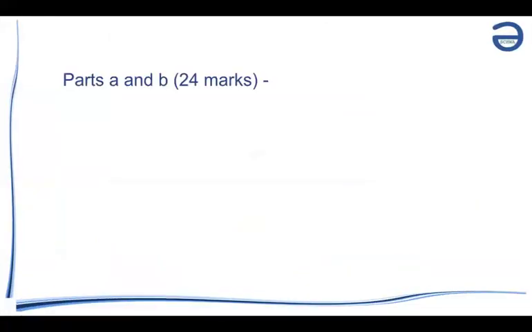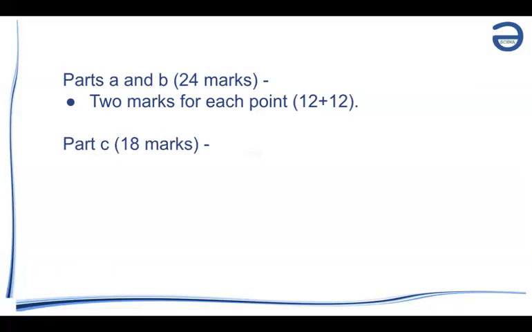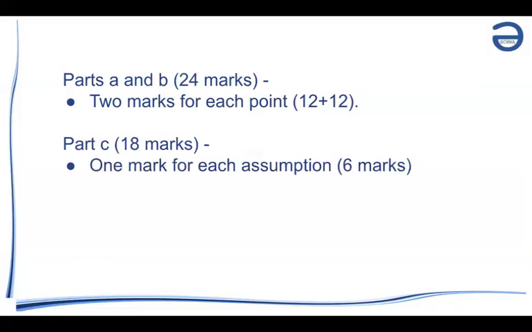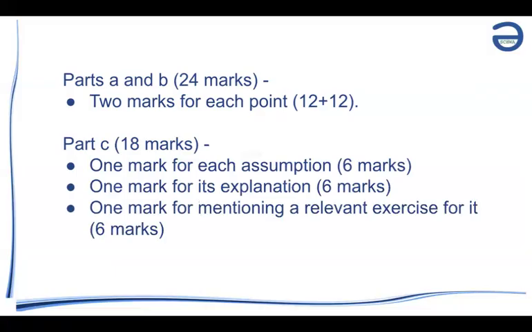Then let's take a look at the marks breakup. So parts A and B have 24 marks. Each one you can make up to 6 points. That will give you a total of 12 marks maximum in part A and in part B as well. That's 24. Then part C has 18 marks, one for assumption, one for explanation, and one for each exercise. So if you make a total of 6 assumptions, you're getting 6 marks. If you've explained them, you're getting another 6 marks. And then if you're linking them to an exercise, you're getting a further 6 marks for a total of 18 marks.